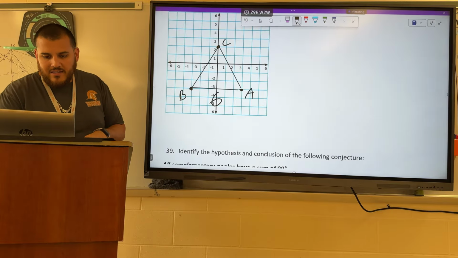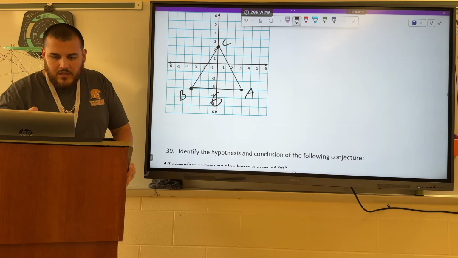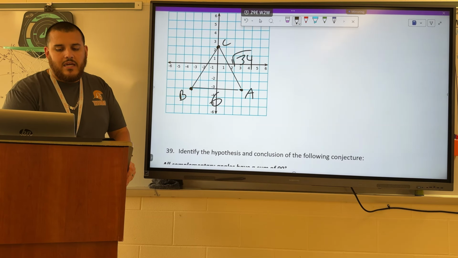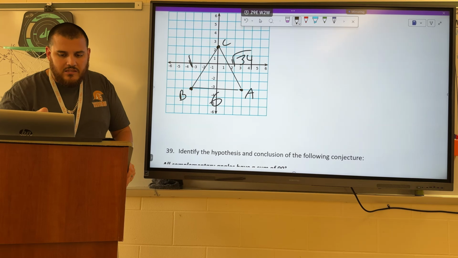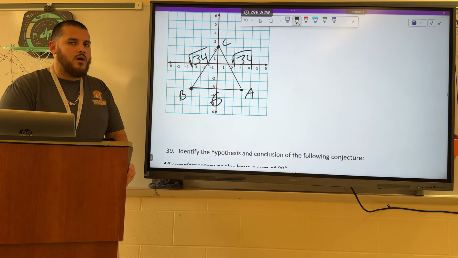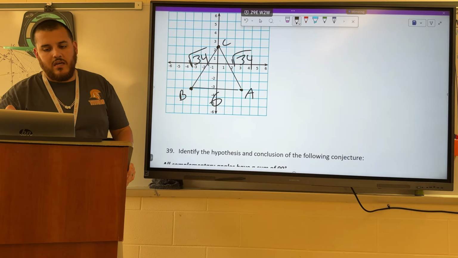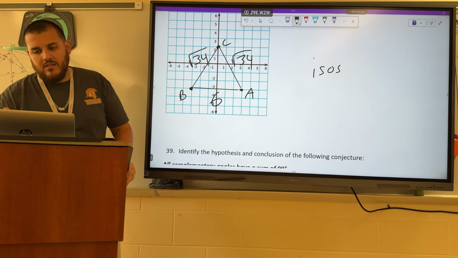If I do that on side AC, let's see, I'm going to get the square root of 34 for the length of that side. For BC, I would get the same, square root of 34. That gives me 2 congruent sides. Therefore, this is an isosceles triangle.